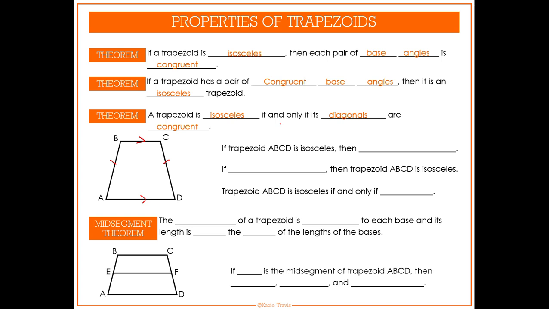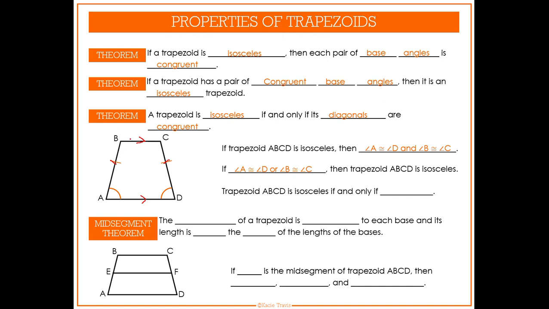So if trapezoid ABCD is isosceles, it has the following things. That lets me know that these two sides here are the same and that these angles A and D match up with each other and they're congruent. And up top, B and C, I'm going to go ahead and mark those just in case.